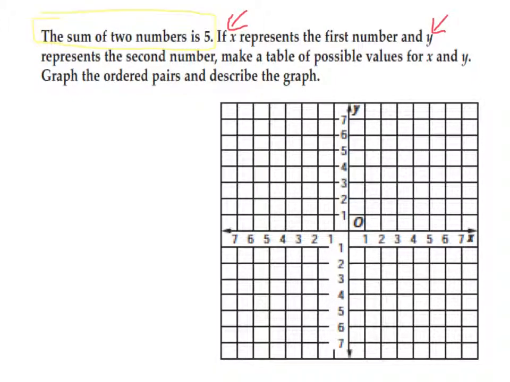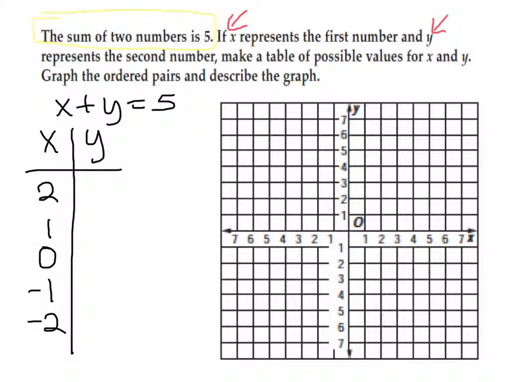I'm going to deal with the first sentence. I notice that it describes an equation. The sum of two numbers is 5. In our second part of our problem, it tells me that I'm using x and y as my variables. So the sum of two numbers, I'm adding, is equal to 5. That is going to help me fill out my table.